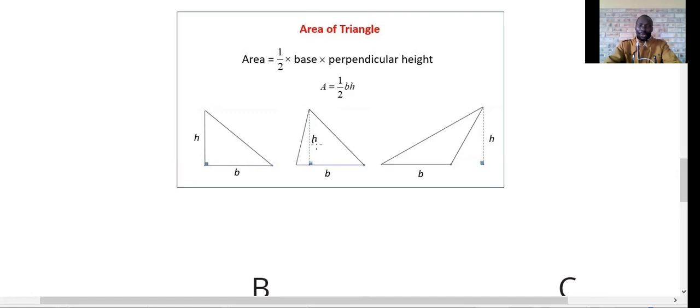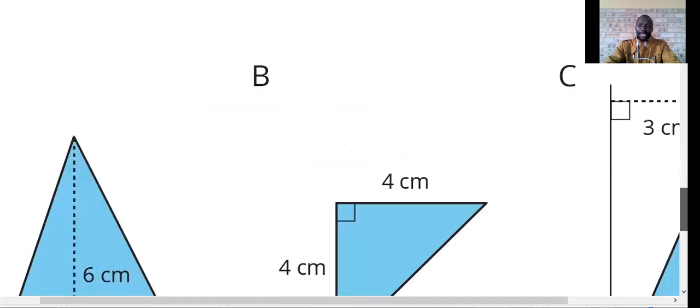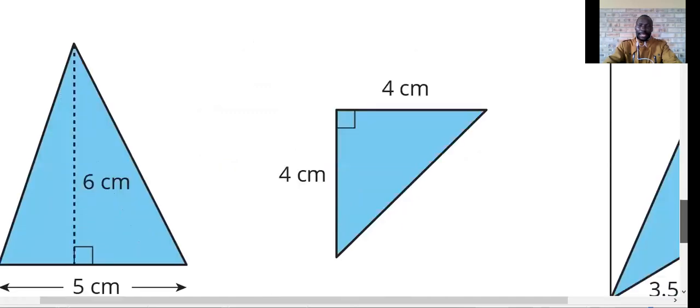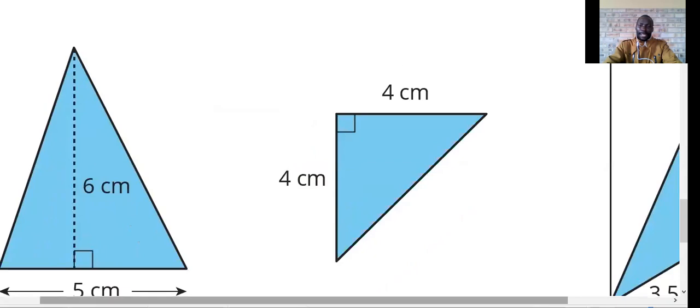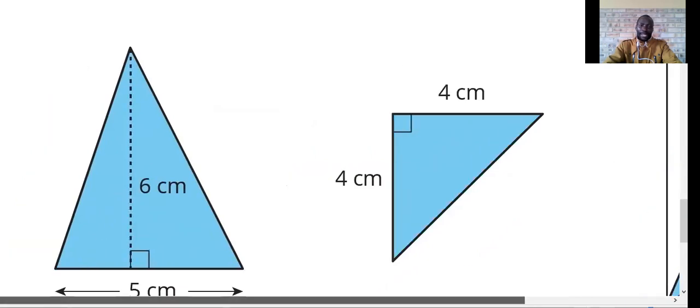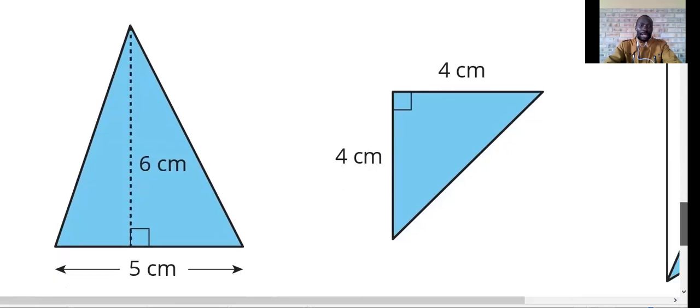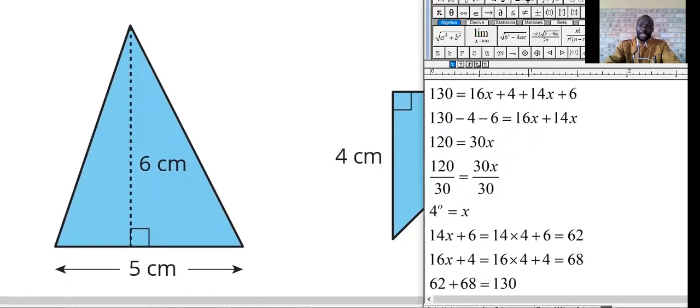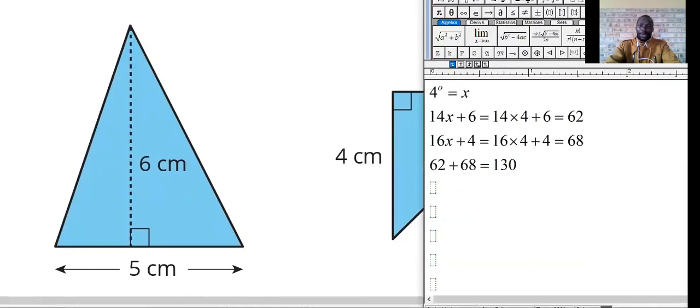So we must be able to get the height first, then later the base. That way we can determine the area. And we can do that in a number of questions as it's indicated here. So please note that in the first activity in this question, here we have a triangle. Now this triangle is having a base of 5 centimeters and a height of 6 centimeters. Can we determine the area? Yes, we can.